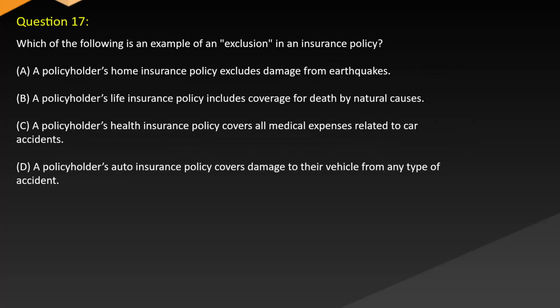Question 17. Which of the following is an example of an exclusion in an insurance policy? A. A policyholder's home insurance policy excludes damage from earthquakes. B. A policyholder's life insurance policy includes coverage for death by natural causes. C. A policyholder's health insurance policy covers all medical expenses related to car accidents. D. A policyholder's auto insurance policy covers damage to their vehicle from any type of accident.